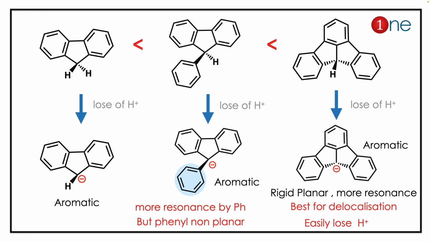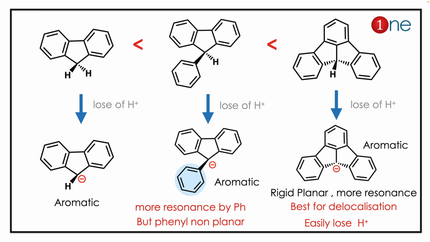The first one is aromatic, that's okay. The second one is aromatic with more substitution on the phenyl side, so phenyl will stabilize it by delocalization. The last one also has 3 phenyl groups. If you look at it, the last one has more resonance structures, as well as it's very flat. It's a rigid planar structure.